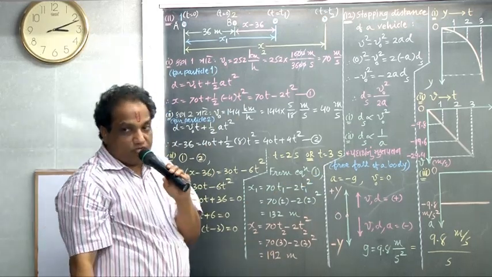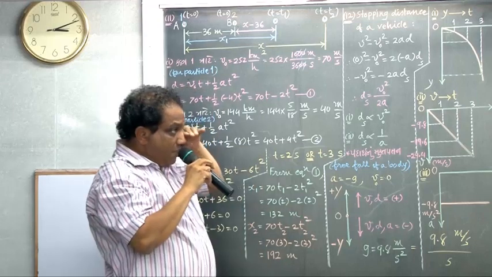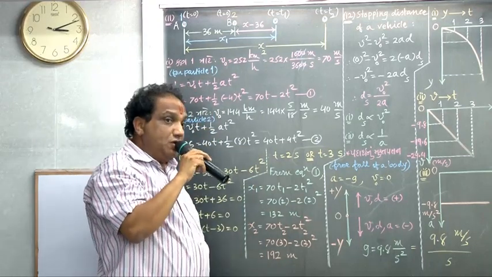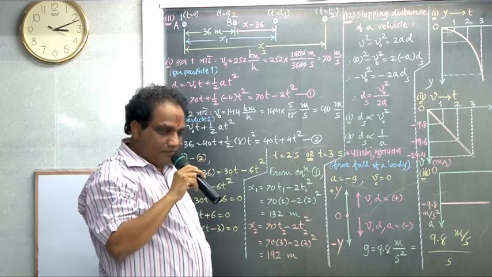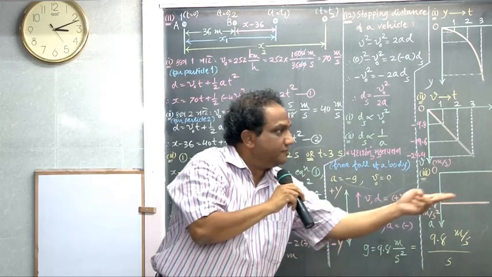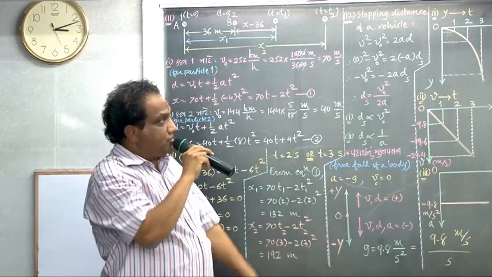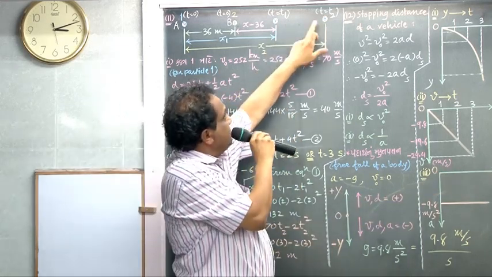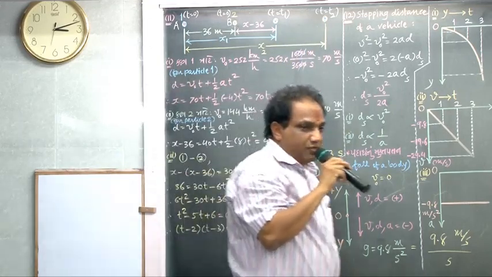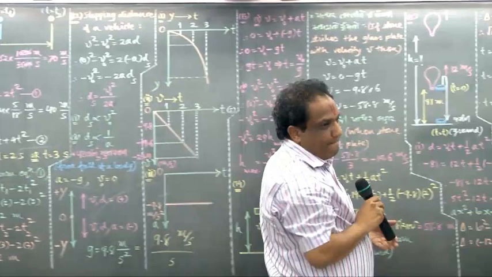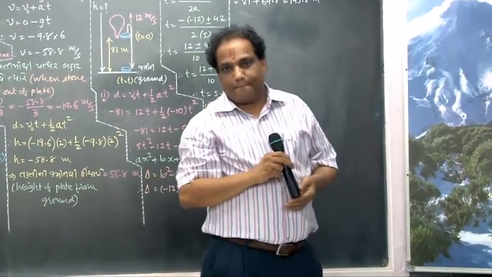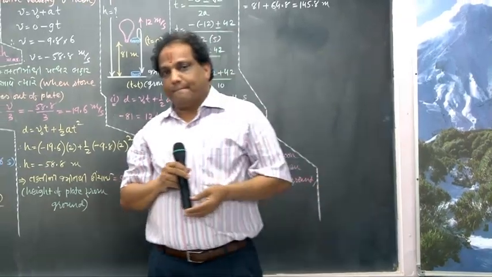I'm asking you one question now. How is it possible that they are meeting at two different positions? Two particles are traveling in the same direction, this way, correct? Then how is it possible that they are meeting each other at two different positions? How is it possible? Because the speed of particle B is less than the speed of particle A.